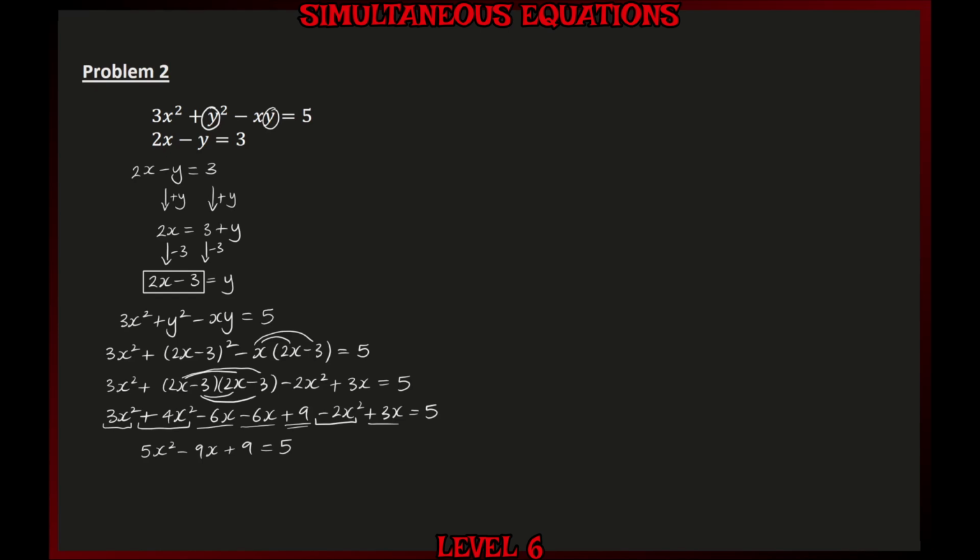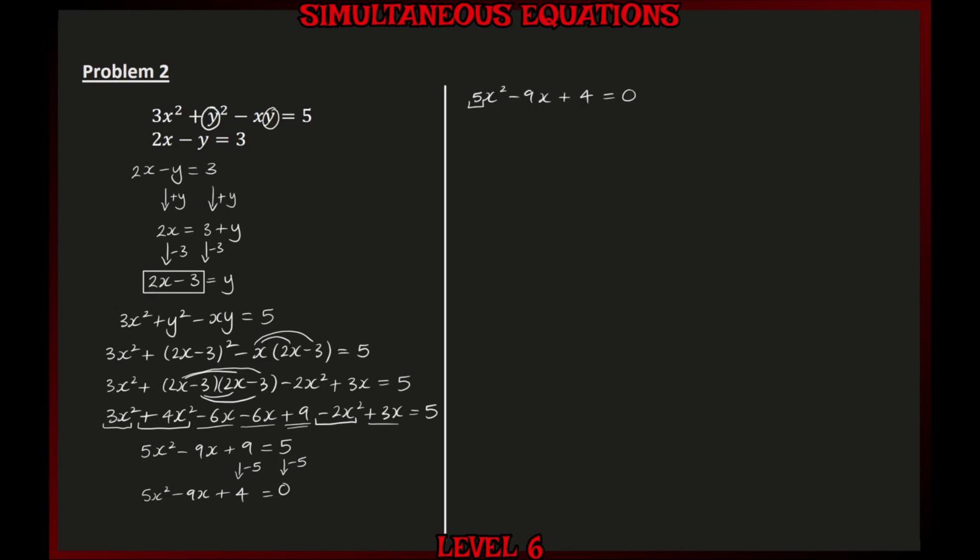Since this is a quadratic, to solve it we need one side to be equal to 0. And so we can subtract 5 from the right hand side, which makes the right equal to 0. And we have to make sure that we do the same on the left. And so the left becomes 5x squared minus 9x, and 9 take away 5 is plus 4.